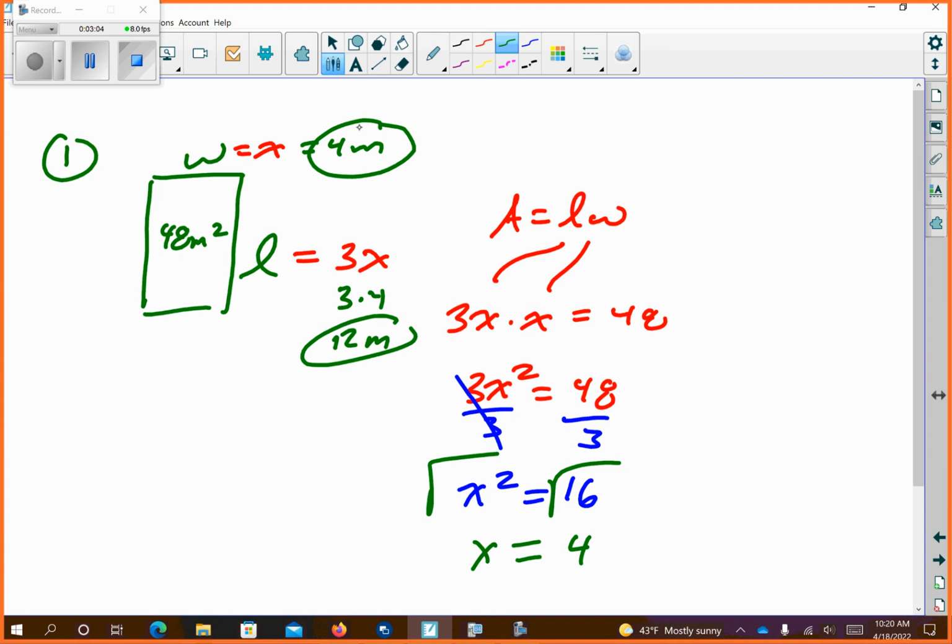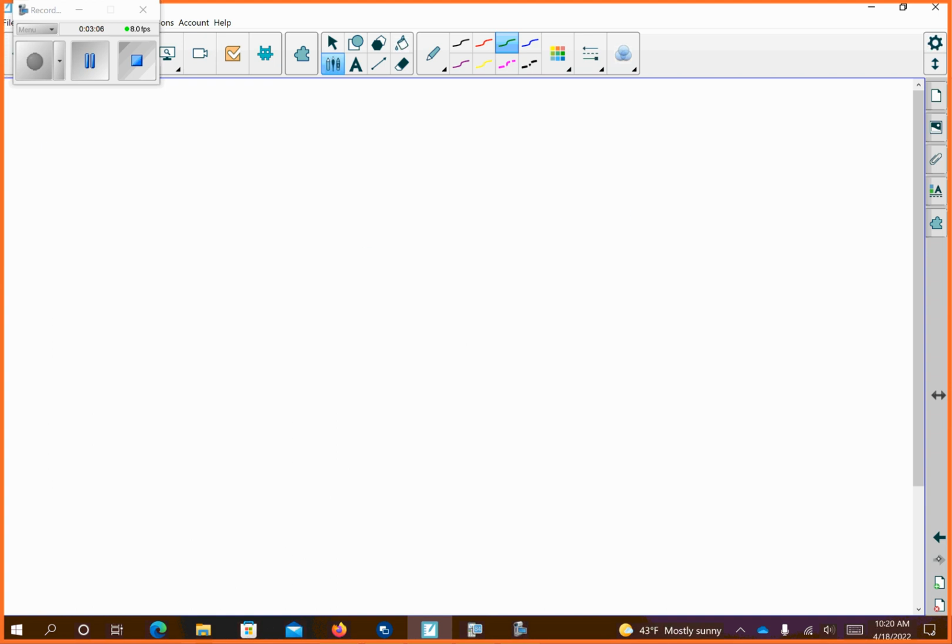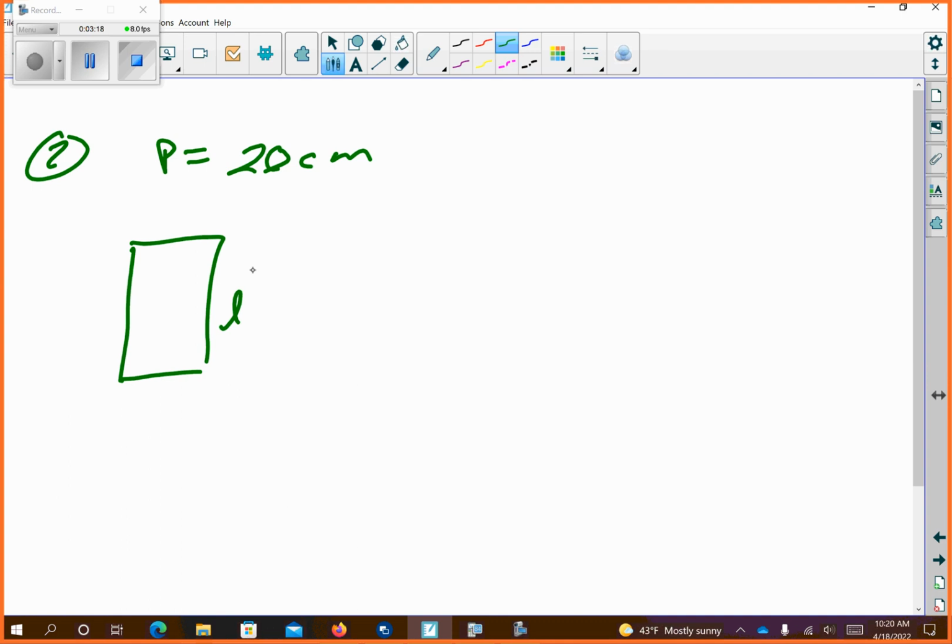All right, so then problem number 2, they changed the wording a little bit, but we can change it back. It's not a big deal. They tell us that the perimeter of this particular rectangle is 20 centimeters. So we have some sort of length and width of a rectangle. And then we know that the area is equal to 24 square centimeters. So we want to find the dimensions.